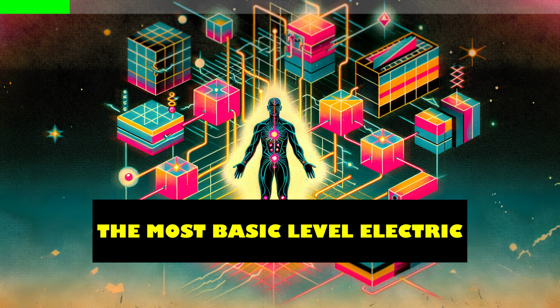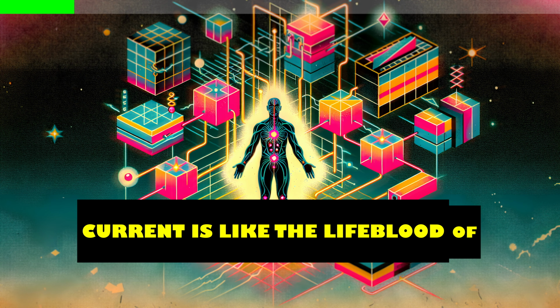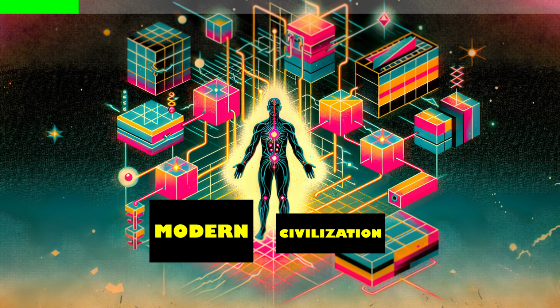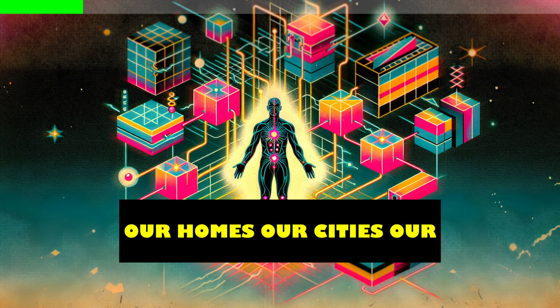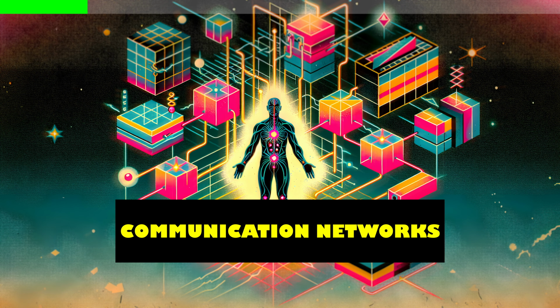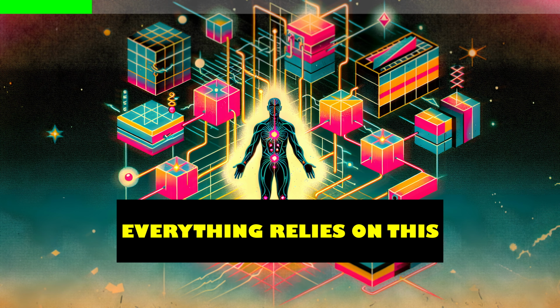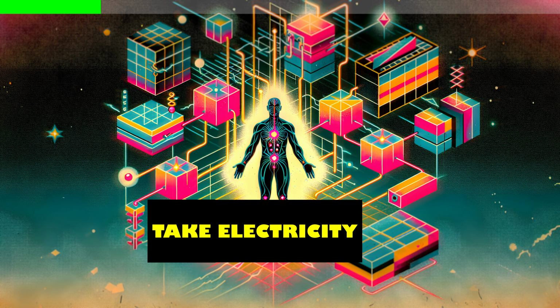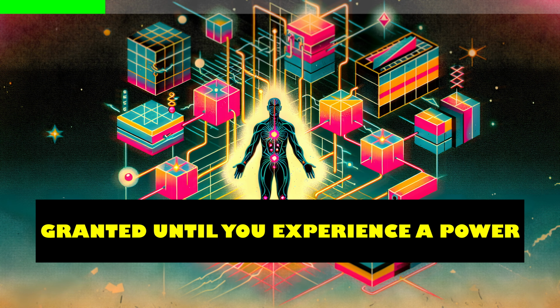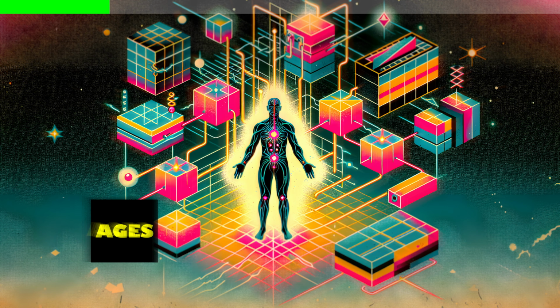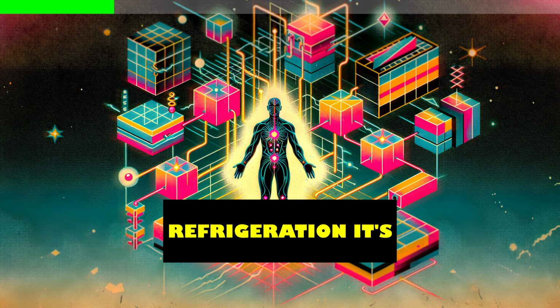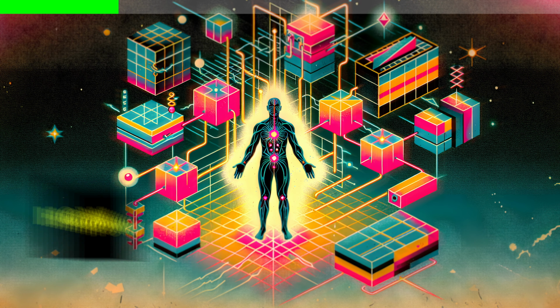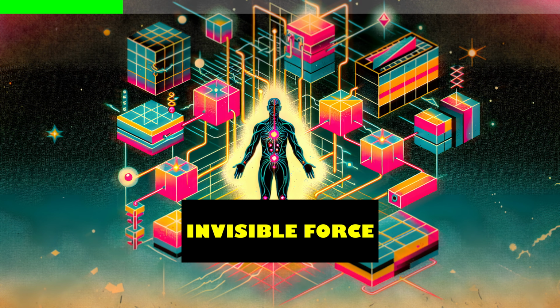Well, at the most basic level, electric current is like the lifeblood of modern civilization. Our homes, our cities, our communication networks, everything relies on this steady flow of electrons. Yeah, it's true. It's so easy to take electricity for granted until you experience a power outage. Suddenly we're back in the dark ages. No internet, no lights, no refrigeration. It's a stark reminder of how deeply we depend on this invisible force.